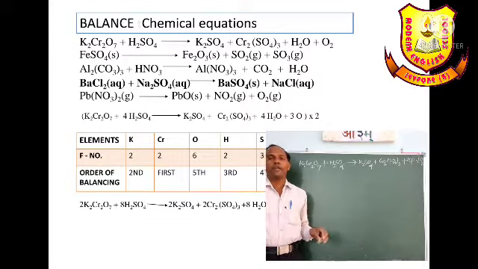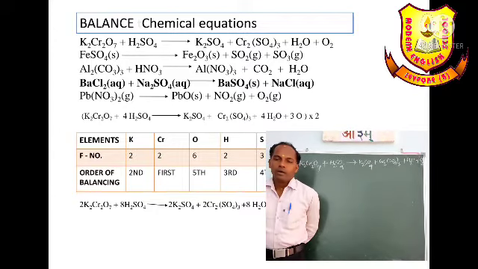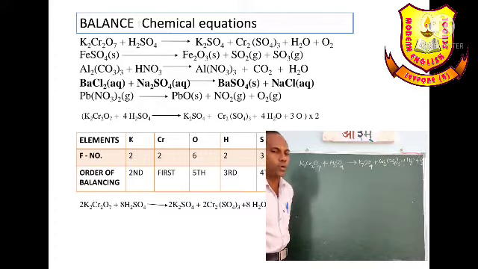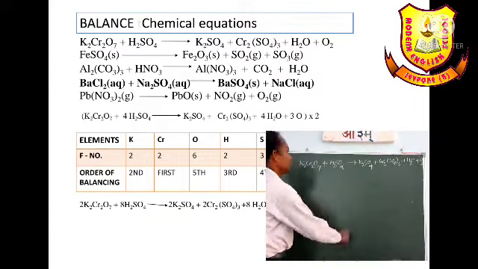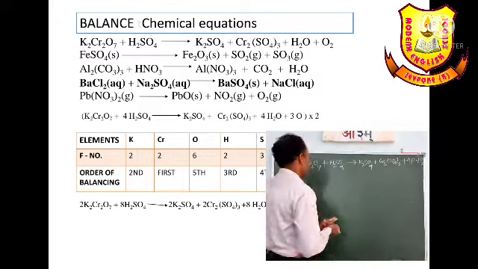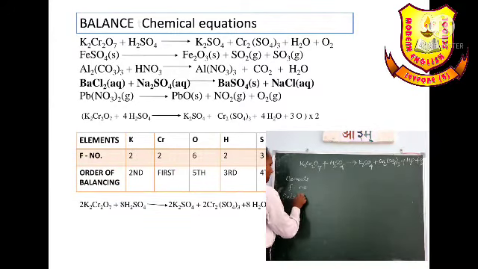See, write the equation. K2Cr2O7 plus H2SO4 produces K2SO4 plus Cr2(SO4)3 plus H2O plus O2. Now, according to the rule we have to follow, first we write the elements, then the F number, then the order of balancing.